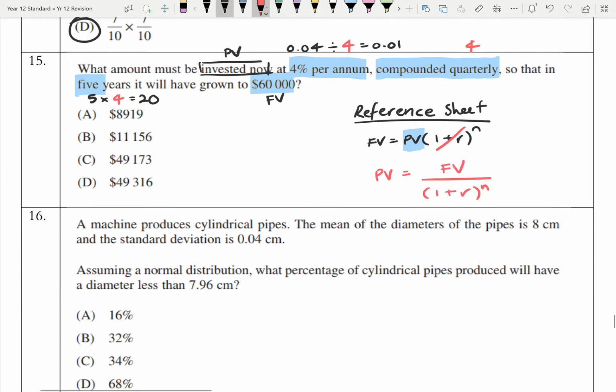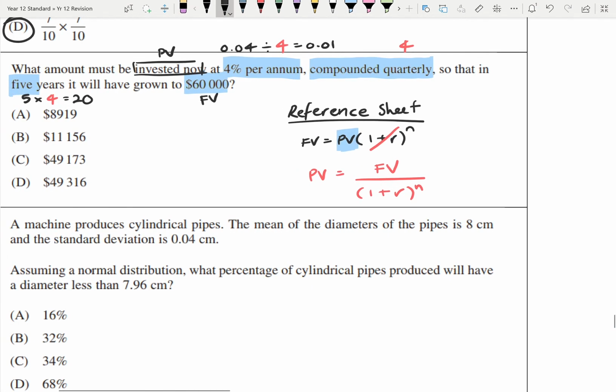From there, I can just chuck in all of my numbers that I found. So my 60,000 over 1 plus 0.01 to the power of 20. Pop that into your calculator and you will get your answer.